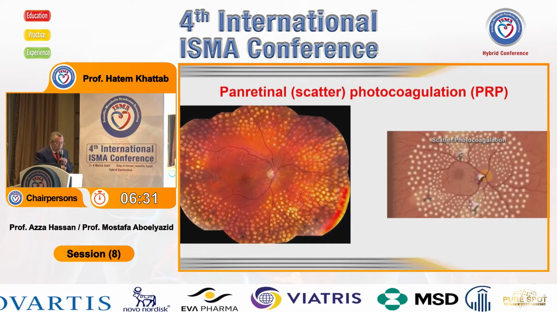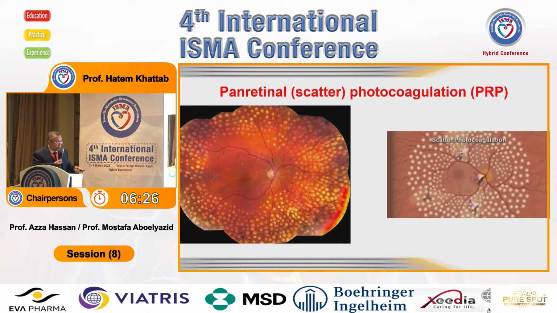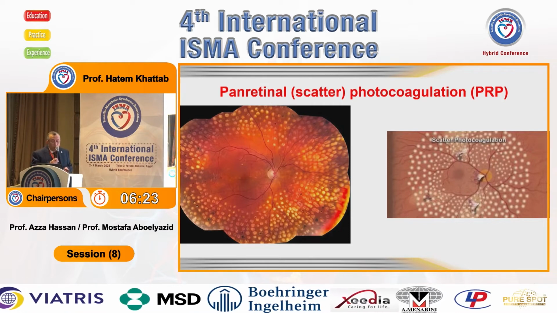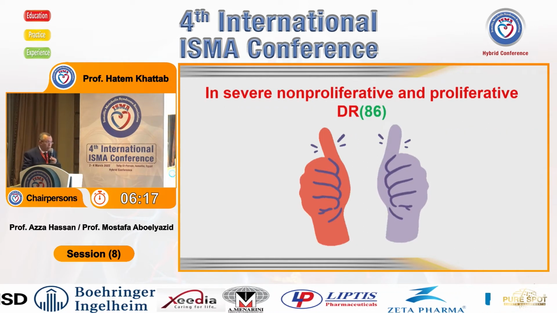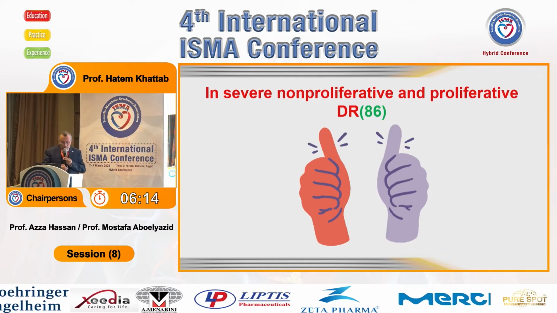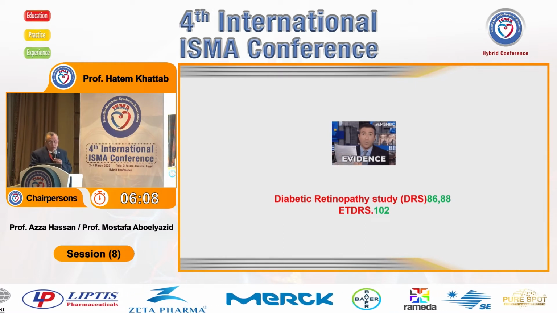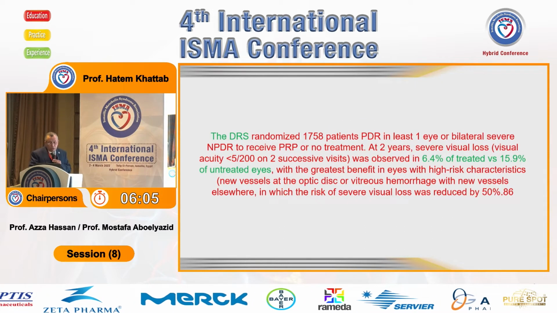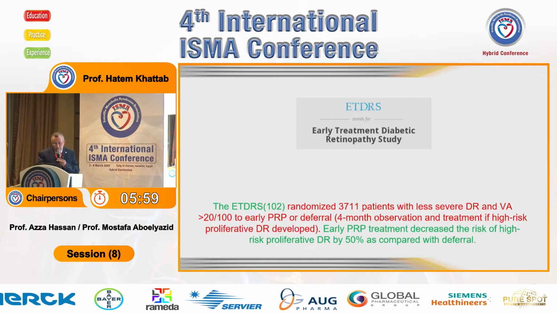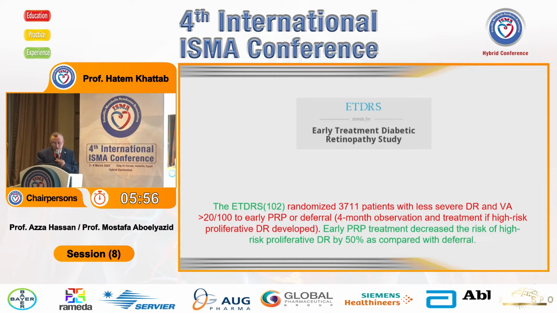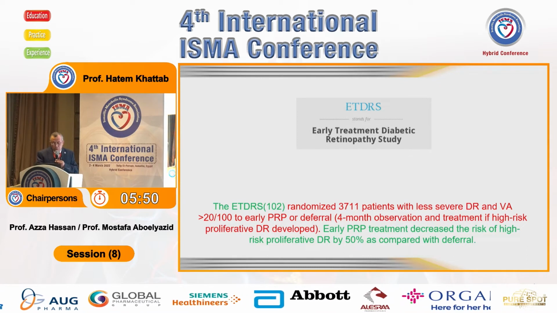The pan-retinal or scatter laser, all these white spots are scattered all over the retina, sparing the posterior pole, sparing the optic disc, sparing the major retinal blood vessels. It is indicated in severe non-proliferative diabetic retinopathy and also in the proliferative form. This is evidenced by the Diabetic Retinopathy Study and the Early Treatment Diabetic Retinopathy Study. Early Treatment Diabetic Retinopathy Study proved that early PRP treatment decreased the risk of high-risk proliferative diabetic retinopathy by 50% as compared with the deferral group.